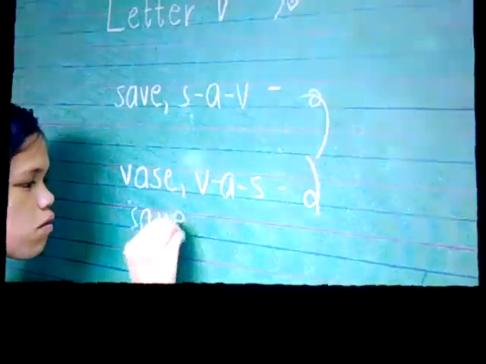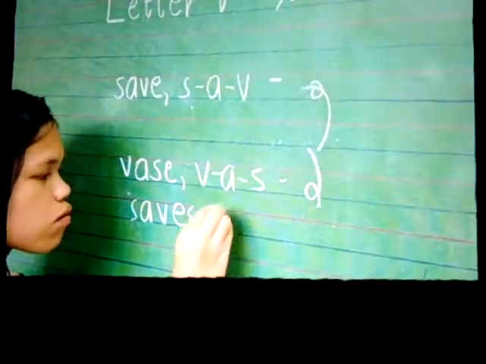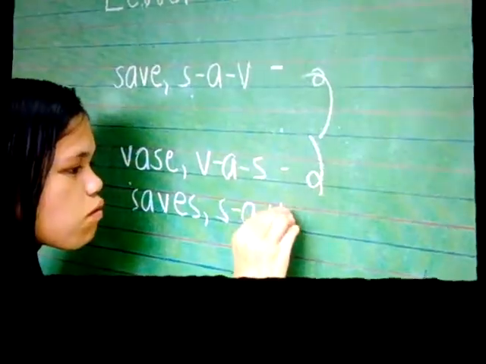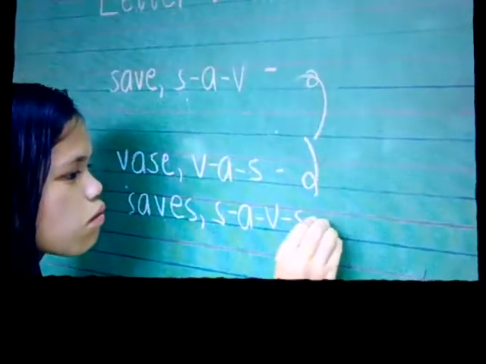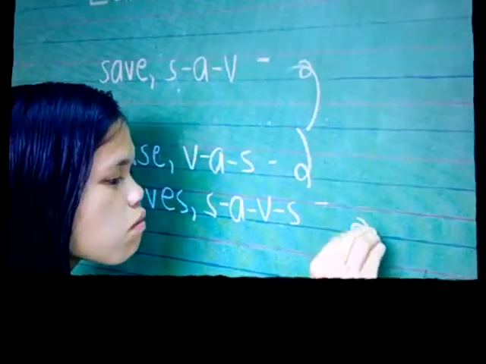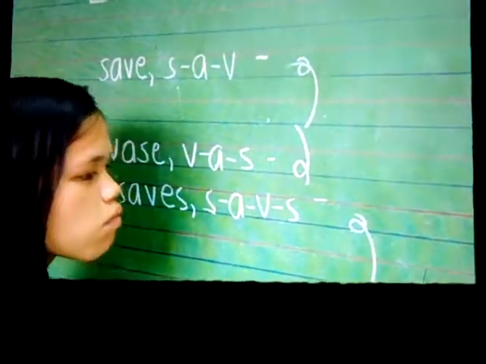The last is the word saves. Saves is represented by letter S, A, V, and letter S. So the strokes for this are the shorthand letter S, A, V, and letter S.